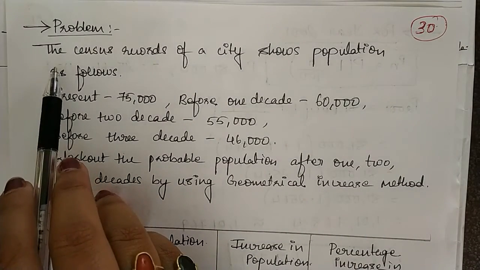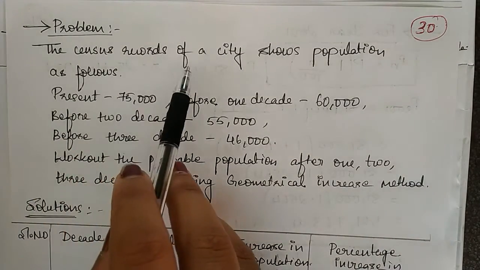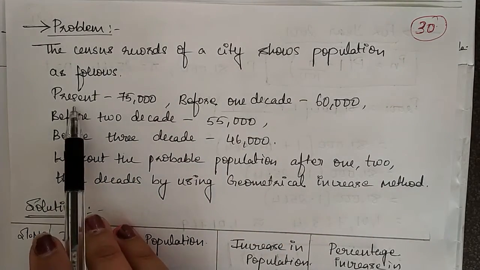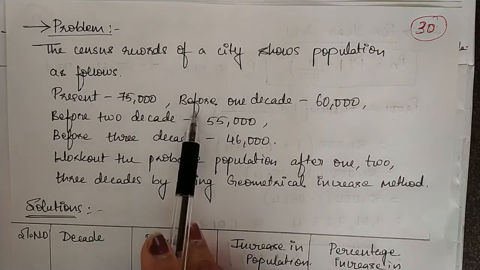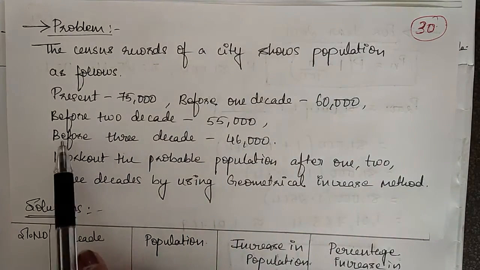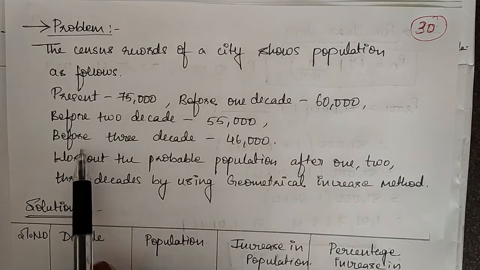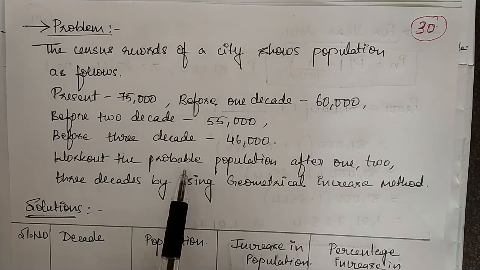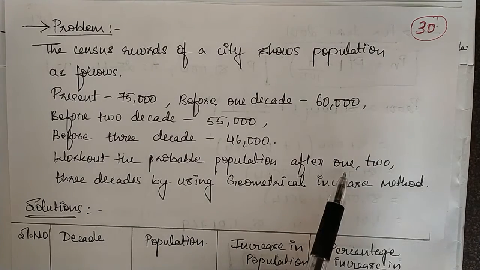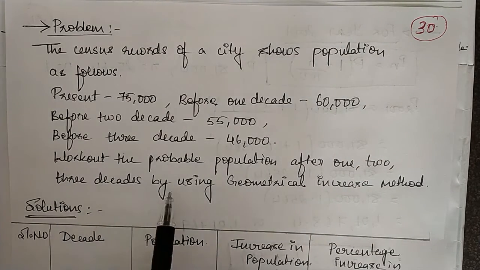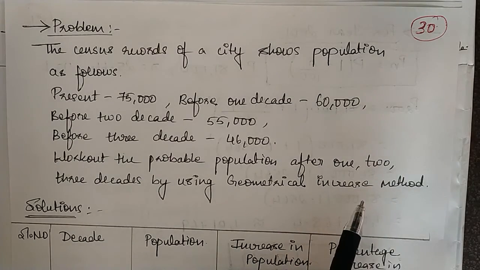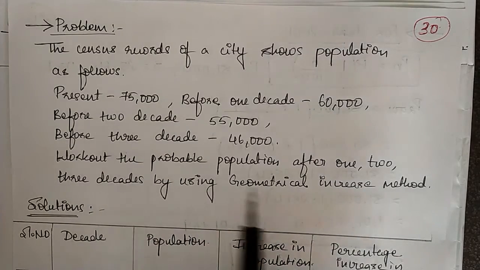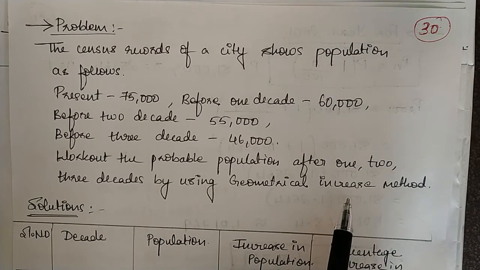So here the question is, the census records of a city shows population as follows. Present population is 75,000. Before 1 decade, it is 60,000. Before 2 decades, 55,000. Before 3 decades, 46,000. And they have asked, work out the probable population after 1, 2 and 3 decades by using geometrical increase method. Clear? So they have told us to solve this problem by the GIM method, that is geometrical increase method.